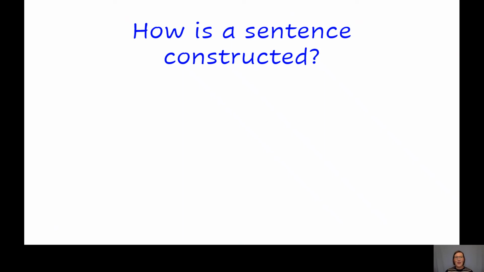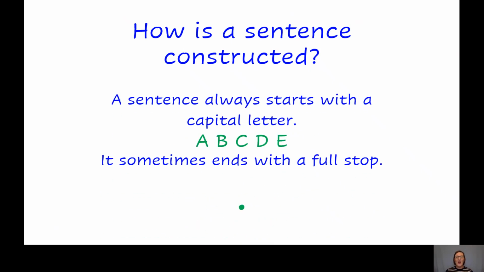Did you have a chat? What did you decide? I wonder if it's the same as what I've got. When we write a sentence, we always start our sentence with a capital letter. And we always finish our sentence with a full stop. Here we go, let me show you. We start it with a capital letter and we end it with a full stop.